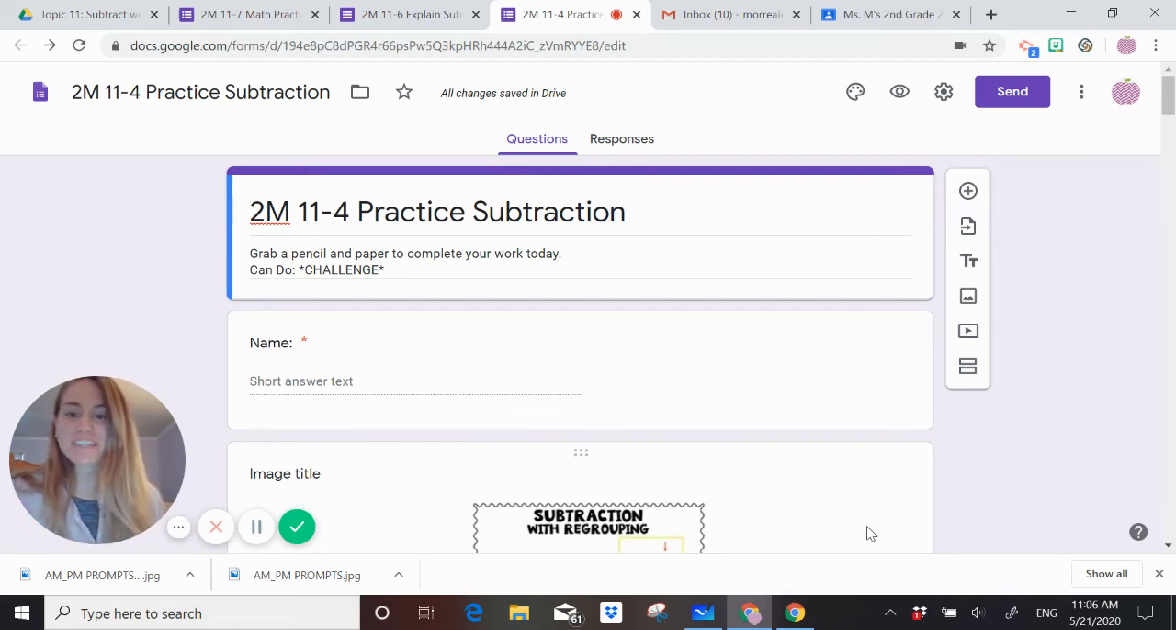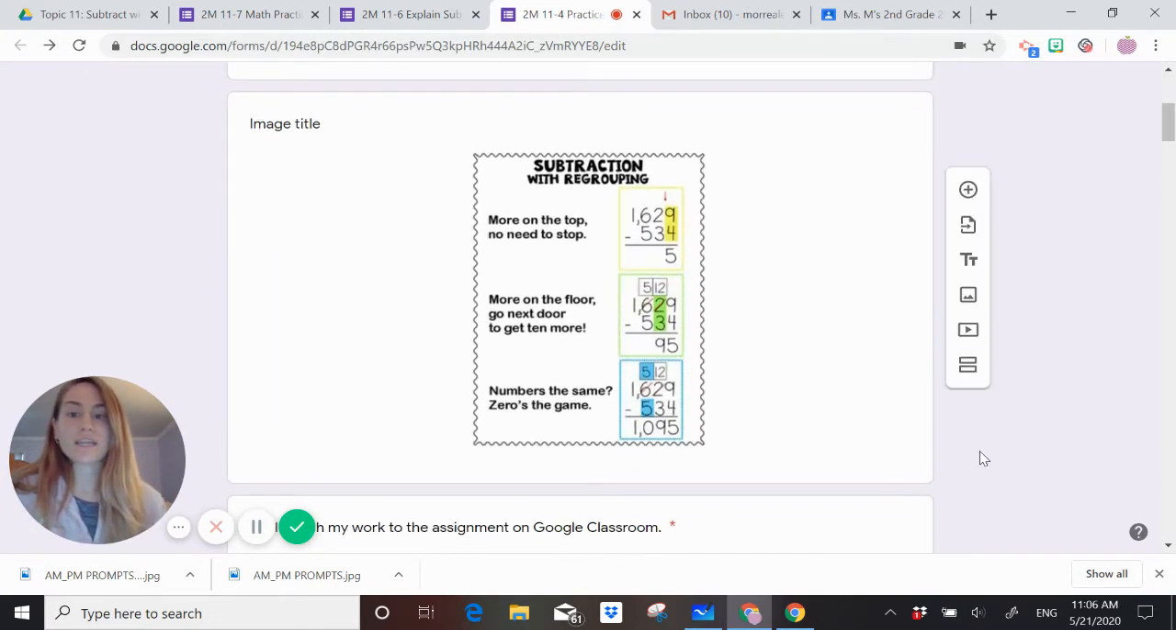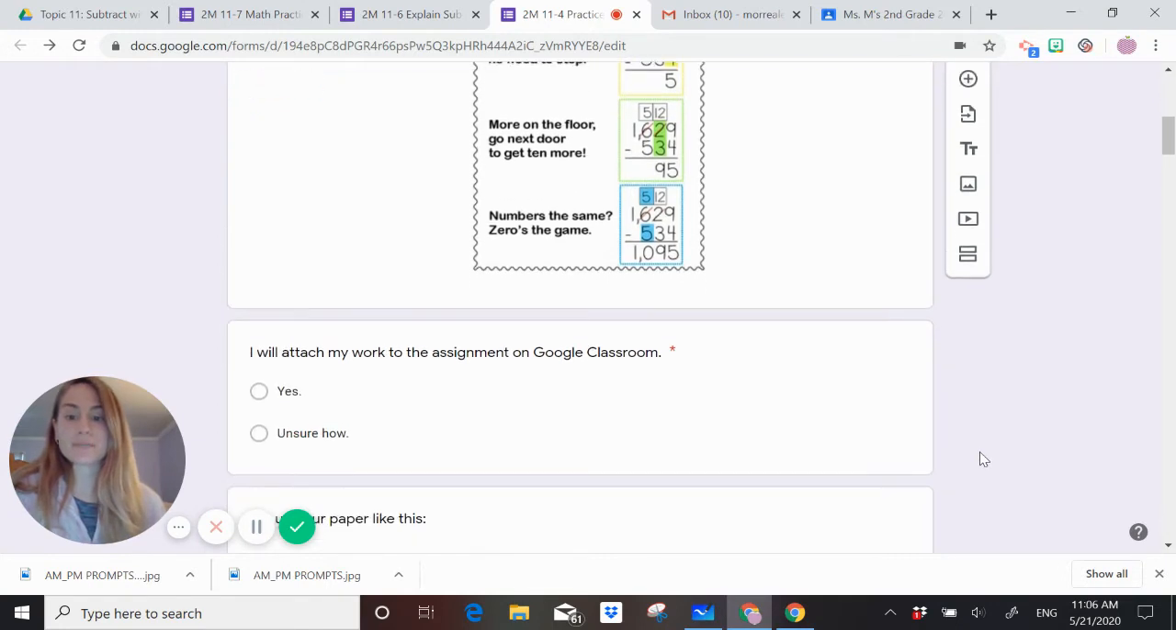Hi, second grade mathematicians. So today we are looking at practicing subtraction problems, just good old practice. And I'm going to be working you through a word problem, and then we're going to be solving it together today. So this is 11-4 practice subtraction. I gave us a little chant we'll go over in a minute.